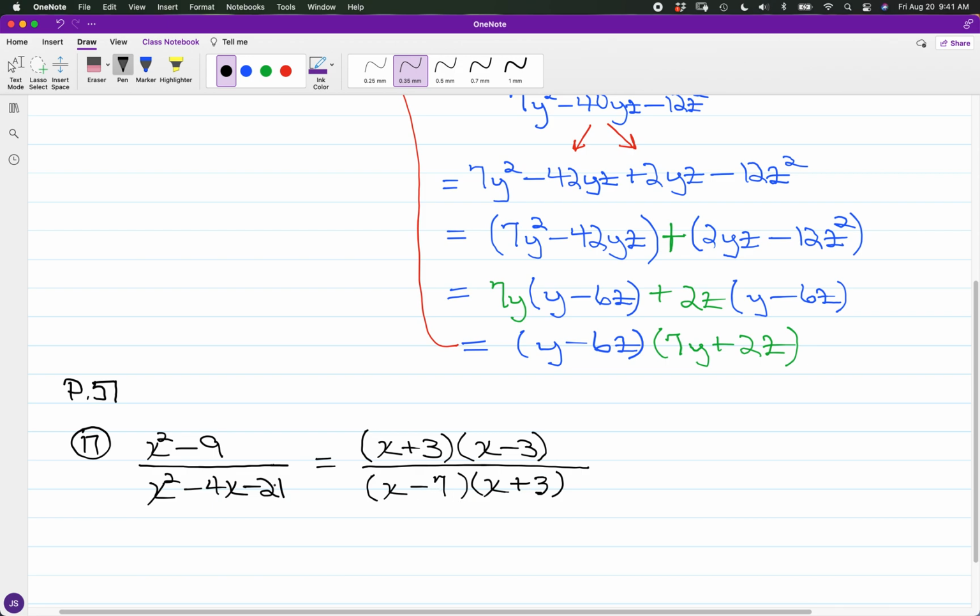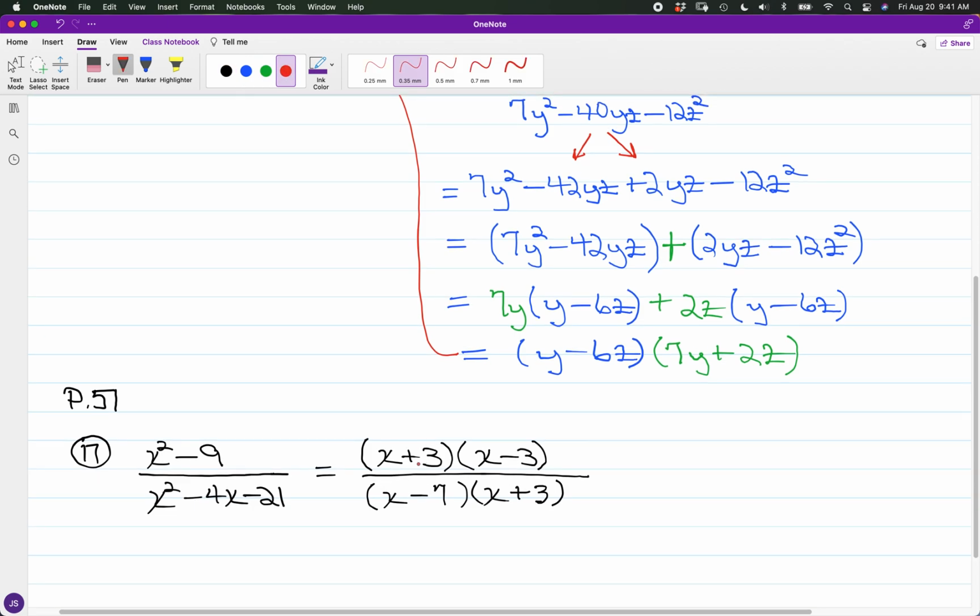Negative 7 times 3 is negative 21. Negative 7 plus 3 is negative 4. Looking at the factored forms of both the numerator and denominator, we have a common expression, x plus 3, in both, so we can get these to go out. And for the completely reduced form, we're going to have x minus 3 all over x minus 7.